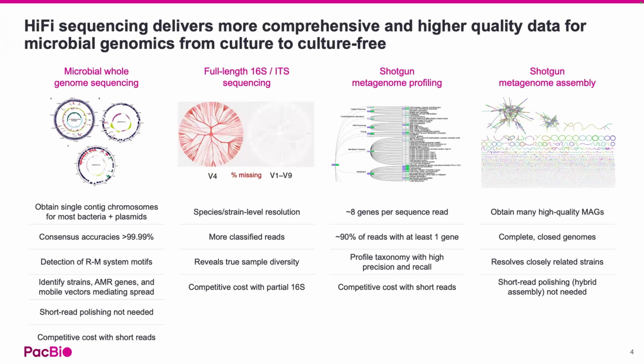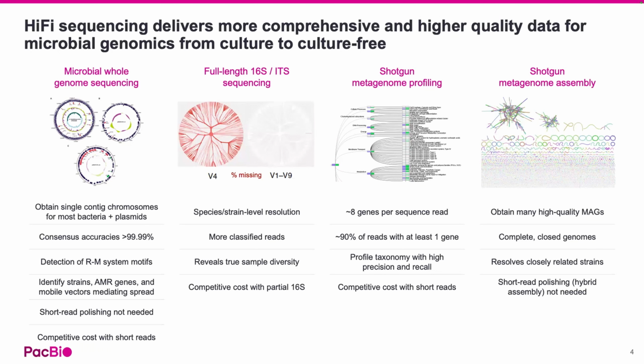And then for shotgun metagenomics, the first application is read-based profiling, which is mapping back to reference databases. So when you have these high accuracy long reads, this is really good at mapping back to reference databases. This is because you have on average about 8 genes per sequence read, and you're able to get more and richer functional information. About 90% of the reads have at least one gene located within it, which gives you about, on average, 4 to 5 functional annotations per HiFi read. And you're also able to profile taxonomy with high precision and recall.